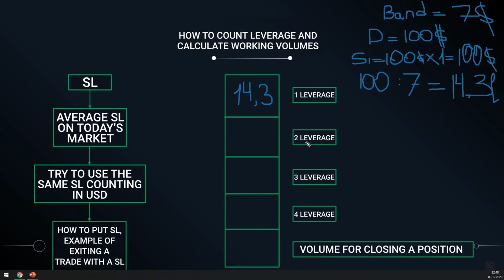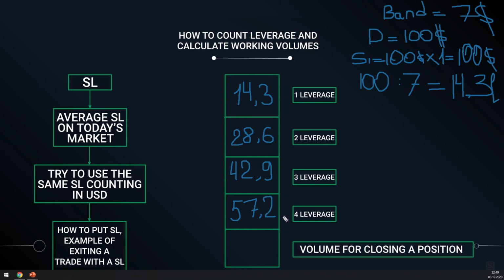So the second leverage is 14.3 multiplied by 2. So we get 28.6. Then it's a bit more difficult, but still, 28.6 we have to multiply by 3. Oh, I'm sorry, 14.3 we have to multiply by 3, and we have 42.9. Then 14.3 we multiply by 4, and we get 57.2.